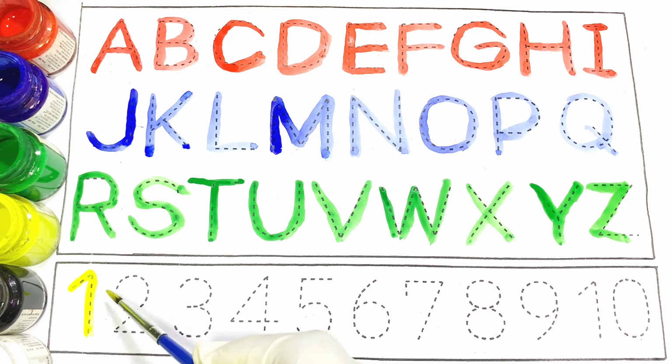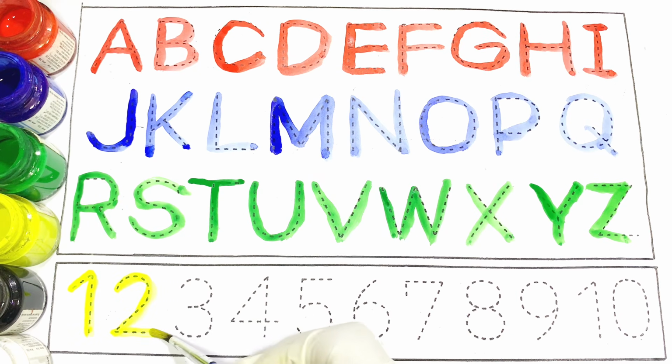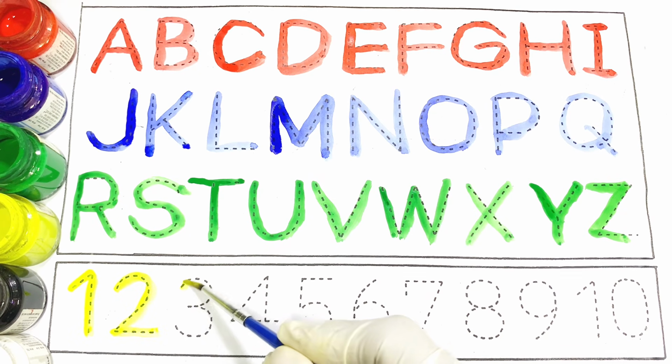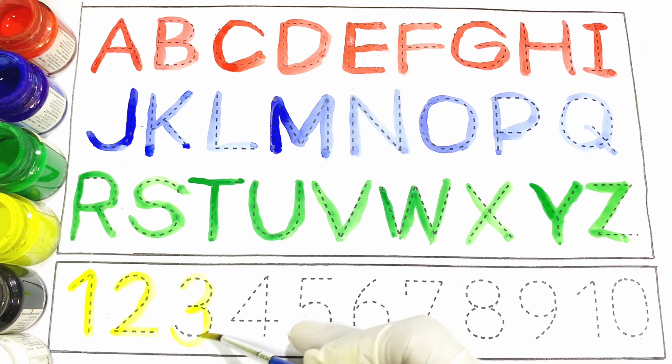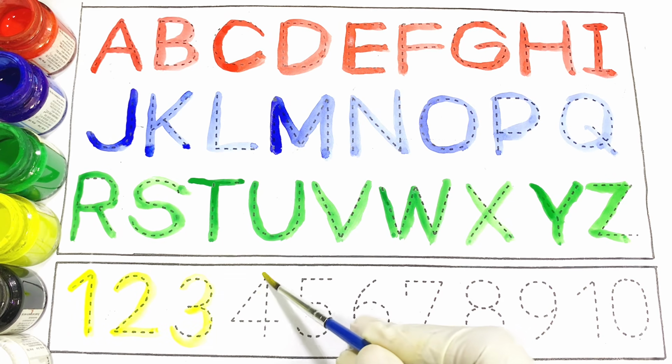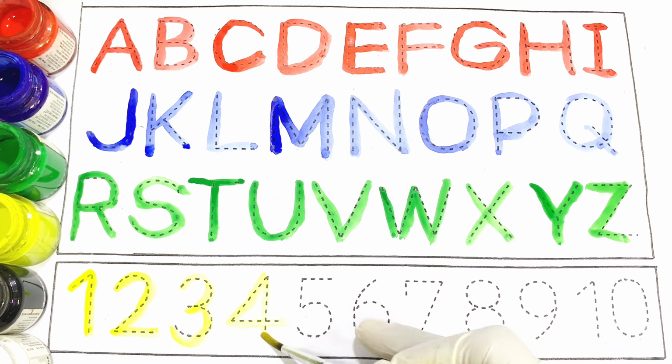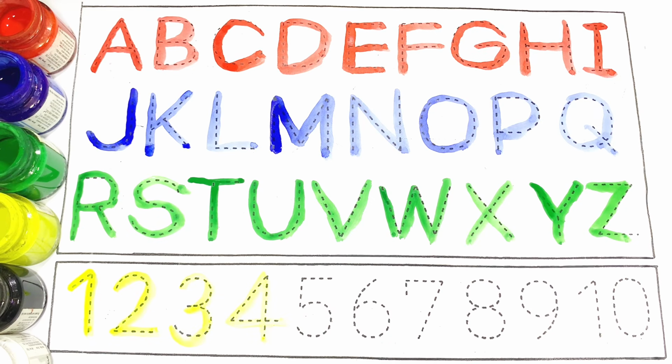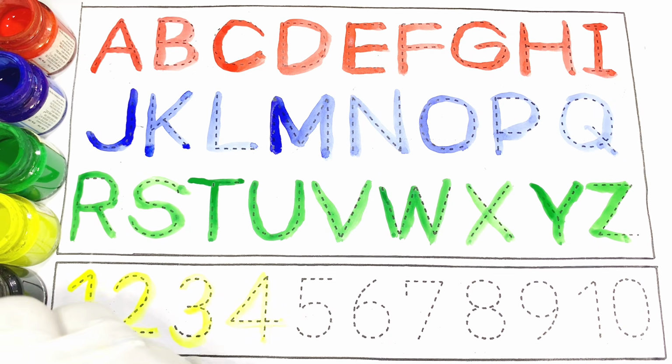O-N-E 1, T-W-O 2, T-H-R-E-E 3, F-O-U-R 4. Kids, now you draw 5 and use black color.